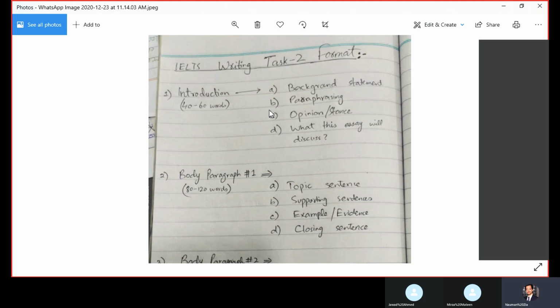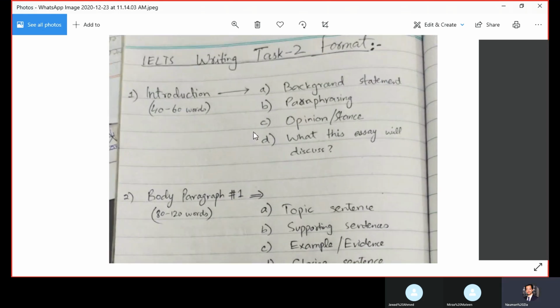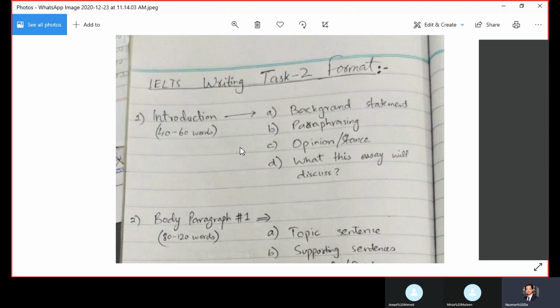Now let's come to the point. This is the format of the writing task 2. You can see introduction. Mateen and Jawad, both of you, can you see the introduction part? A, B, C, D? Yes, sir. Yes, sir. Okay.